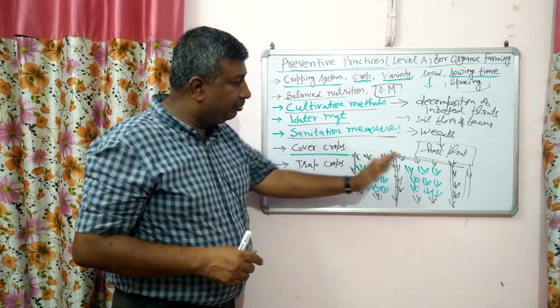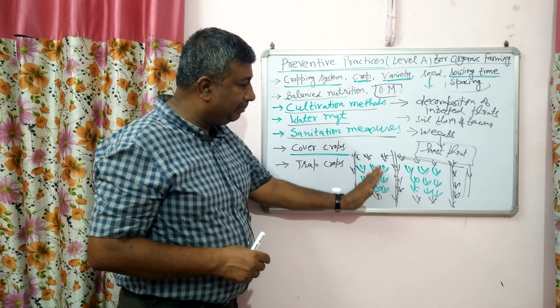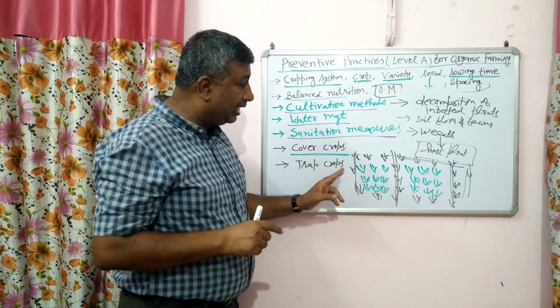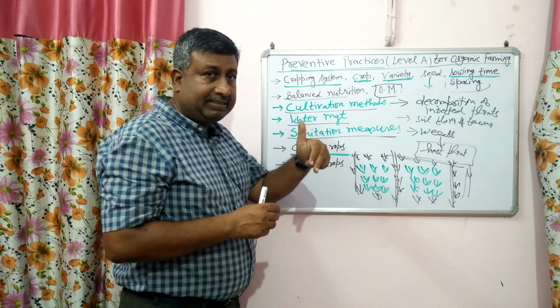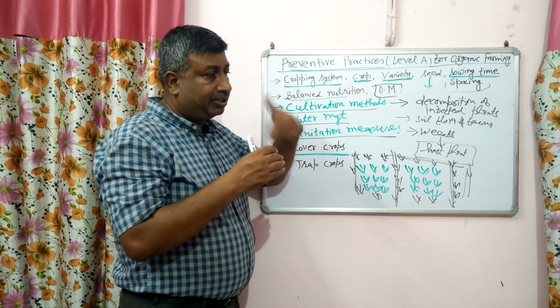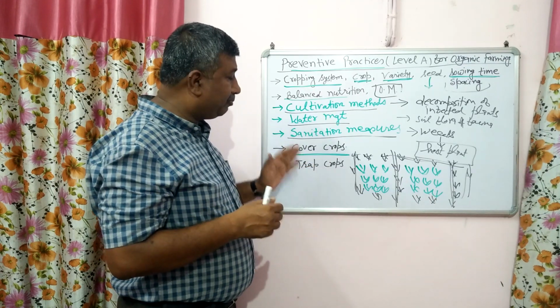So this is the way to save the crop. Now there is damage on the trap crop only, and the main crop is saved. But the precaution is that this trap crop should be destroyed. Otherwise it remains as such, the insect is there, egg laying is there, then the generation will increase. So the population will increase and the problem will be more. So the trap crop is destroyed.